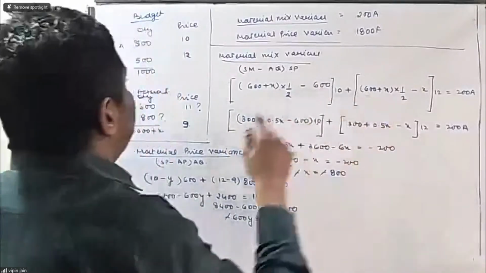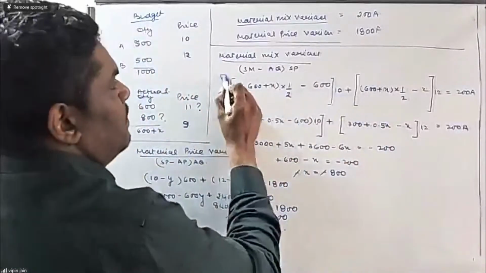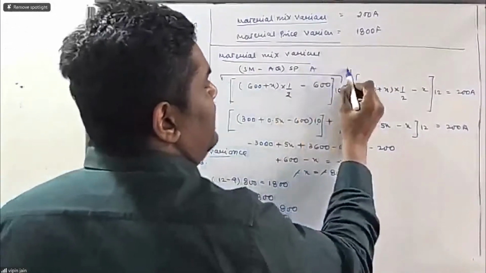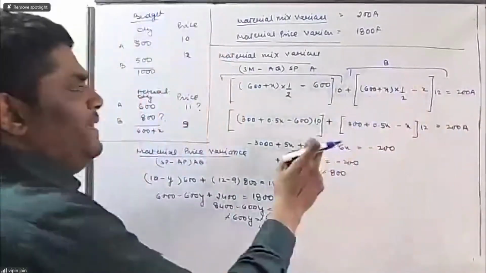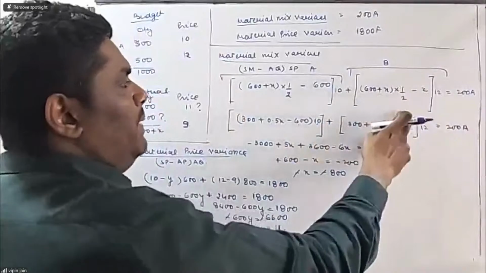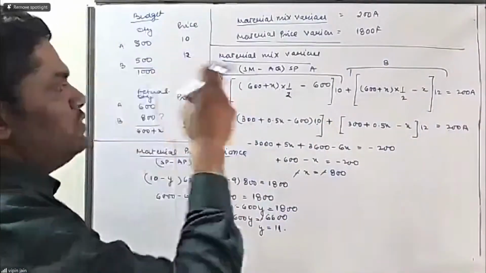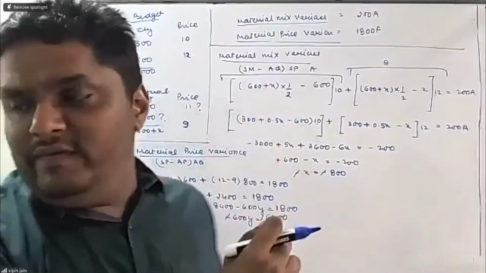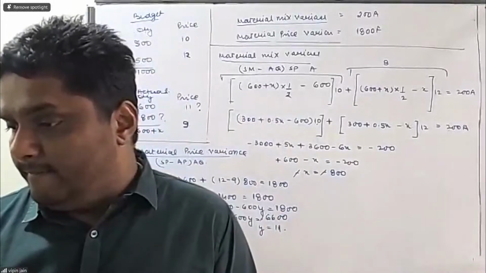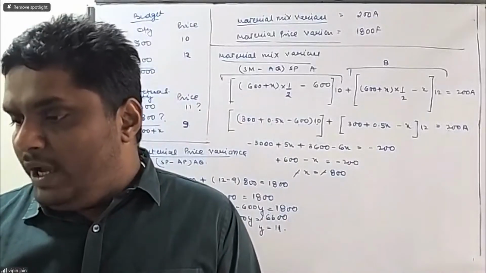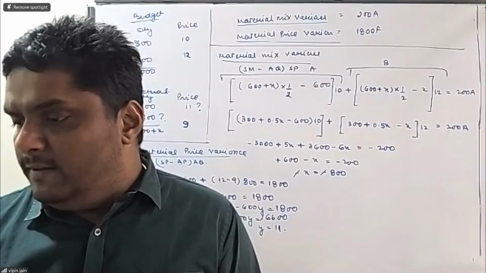Similarly, this one is for A, this one is for B. And for B also 600 plus X into 1 by 2 minus X. So X divided by 2 is 0.5X. So I hope, Riddhi, your query is resolved.